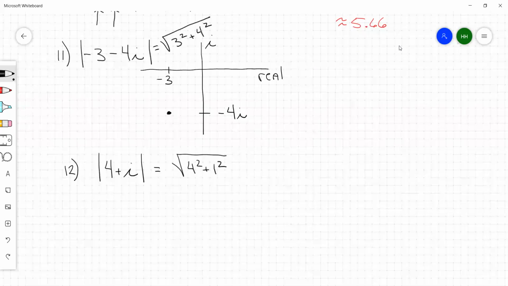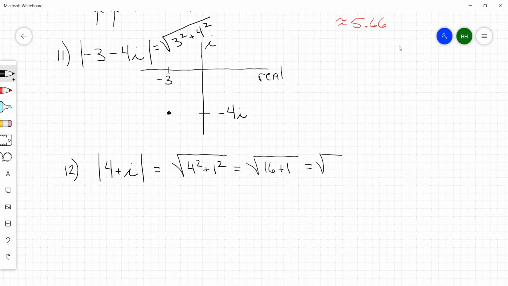Just remember that when this i is sitting by itself, it's just like any variable. There's a 1 in front of it, but it's not written. It's implied. So you've got the square root of 4 squared plus 1 squared. So that's the square root of 16 plus 1, which is equal to the square root of 17. And as a decimal, I'm sure you can type it into your calculator, 4.12.